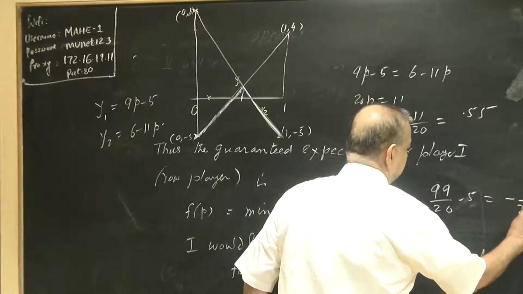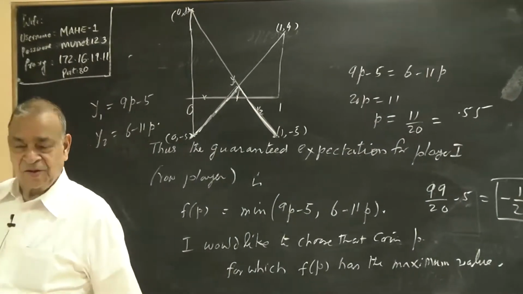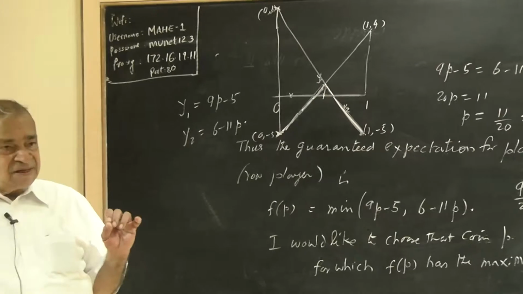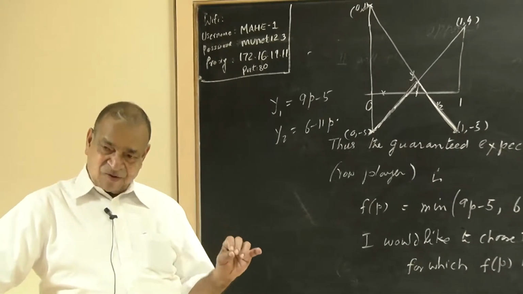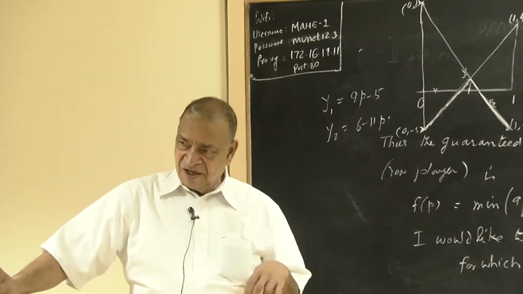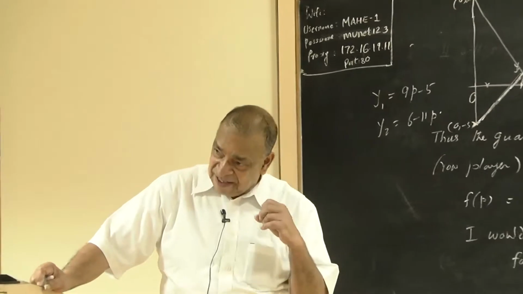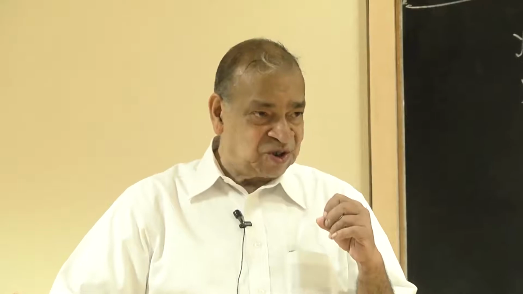Minus 1 over 20. So this game is slightly disadvantageous for player 1. On the average, if he is facing a very intelligent opponent, he should still be willing to lose roughly 5 cents per game, which is minus 1 over 20.